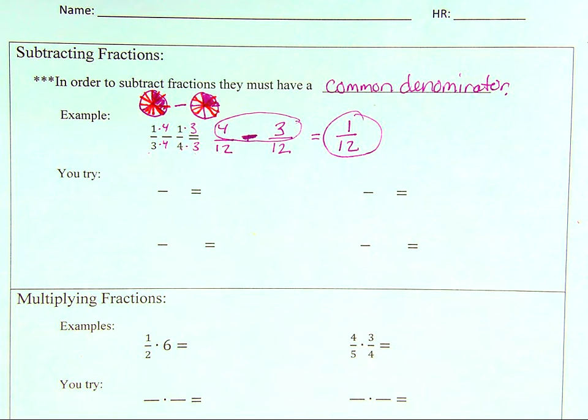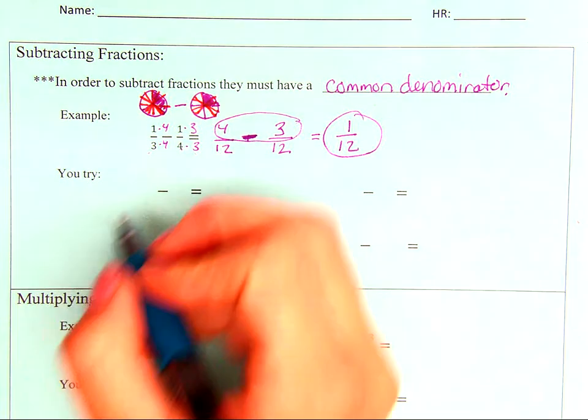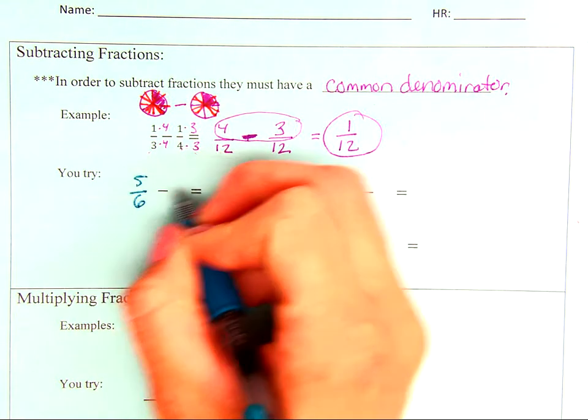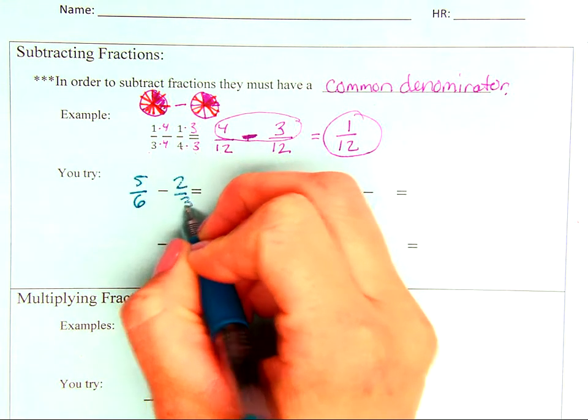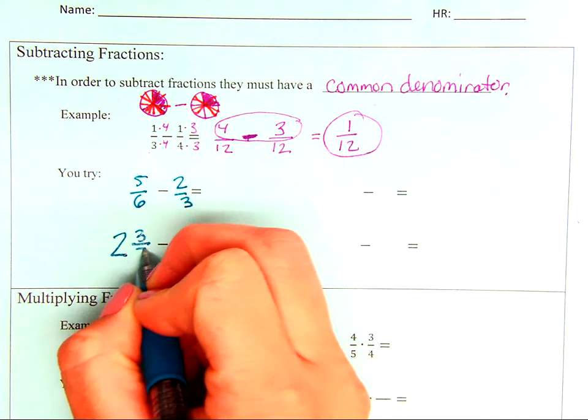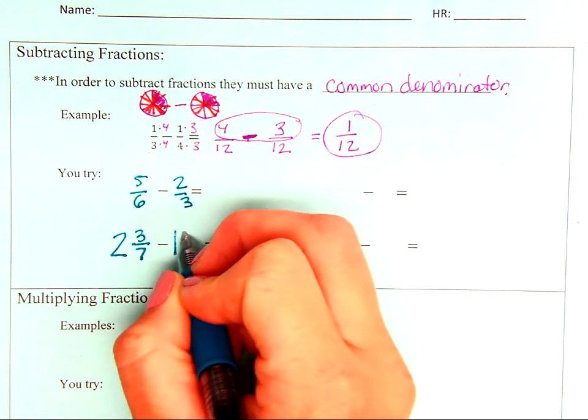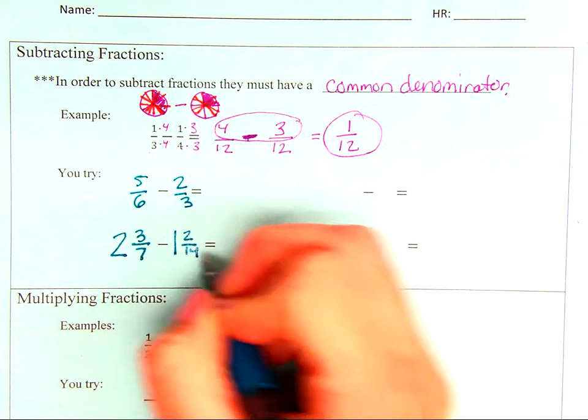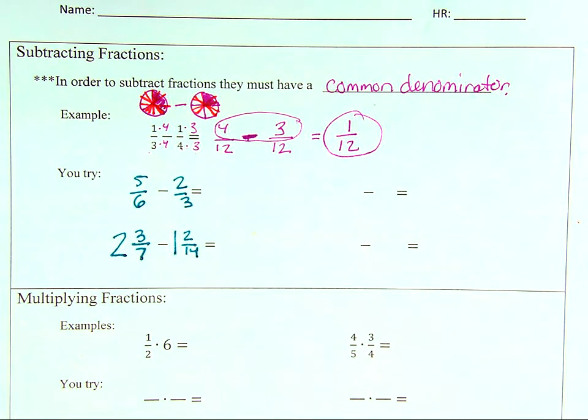All right, so let's have you try some. So 5/6 minus 2/3, 2 and 3/7 minus 1 and 2/14. Pause this video and try those two.